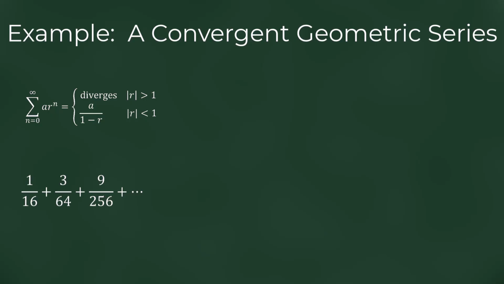Let's put our formula into action by considering the series 1/16 plus 3/64 plus 9 over 256, and so on and so forth. So we're going to notice here that for each term, we're multiplying by 3/4 to get to the next term.